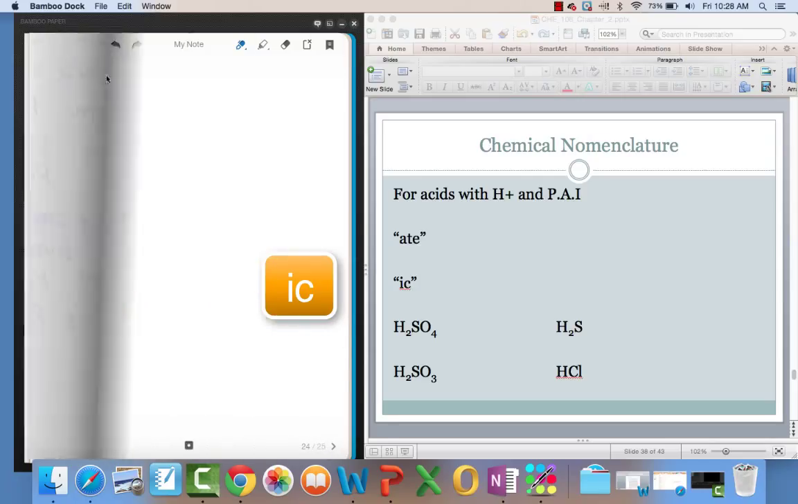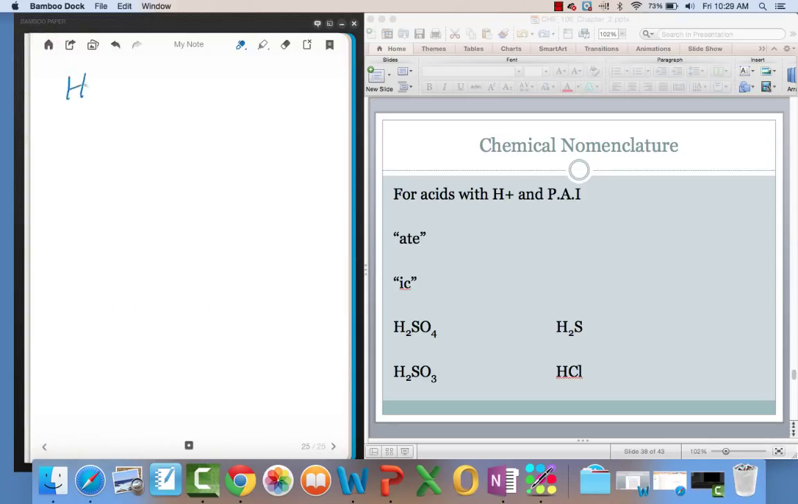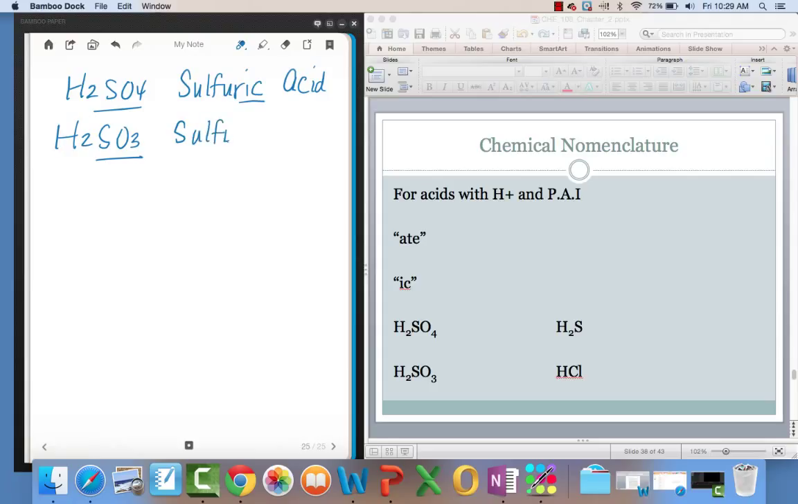So let's look at some examples here. We have H2SO4. So sulfate is our polyatomic. So we're going to change this to sulfuric. So the ate changed to ic. So this is sulfuric acid. In H2SO3, SO3 is ite, so this is going to become sulfurous acid. So our ite became us.